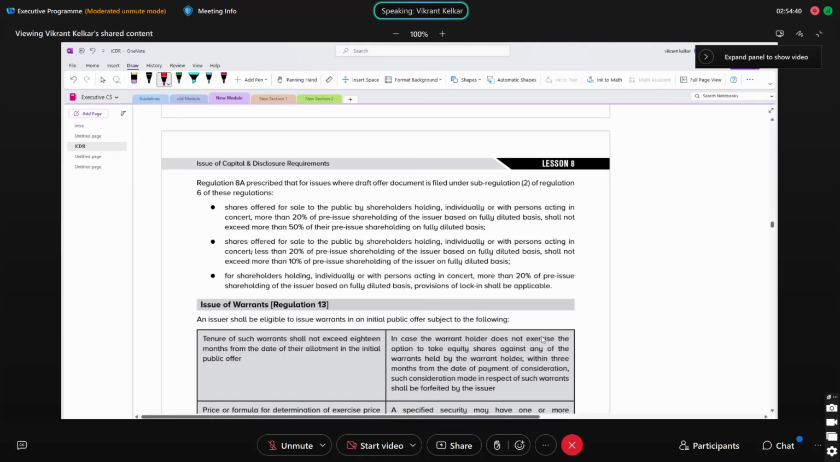Okay. Then Regulation 8A prescribes that for issues where the draft offer is filed, shares offered for sale by public shareholders, individually or with persons acting in concert, not more than 20% of the pre-issue shareholding on a fully diluted basis, shall not exceed 50% of the shareholding on a fully diluted basis. Simply put, promoters are not allowed to sell all of their shareholdings under offer for sale.